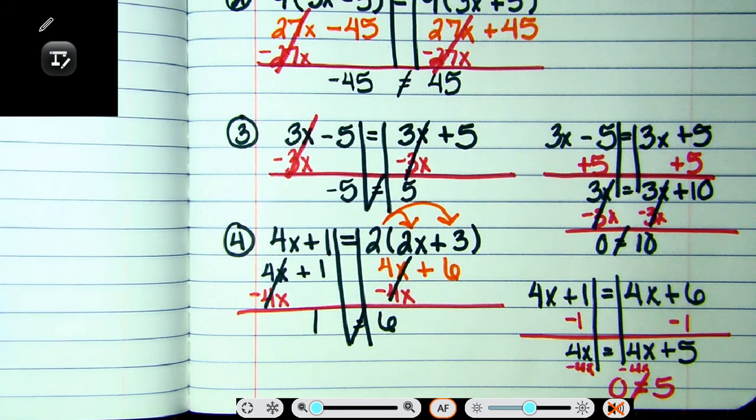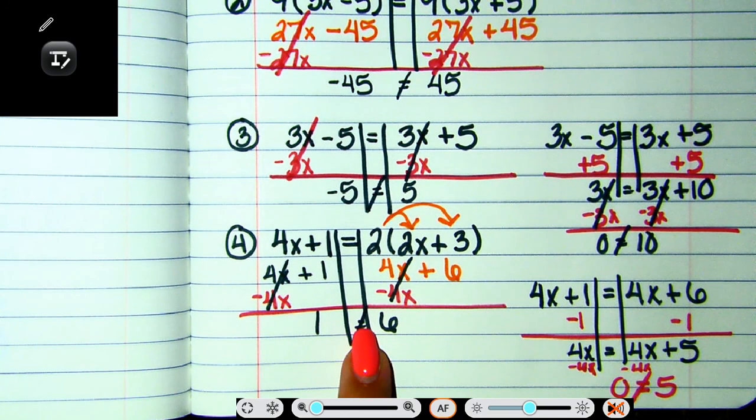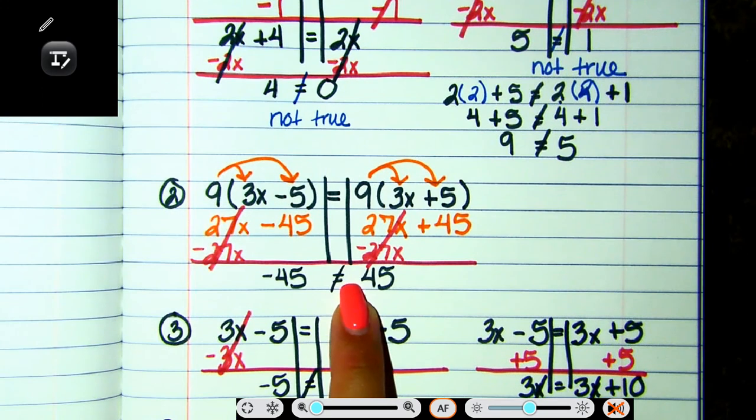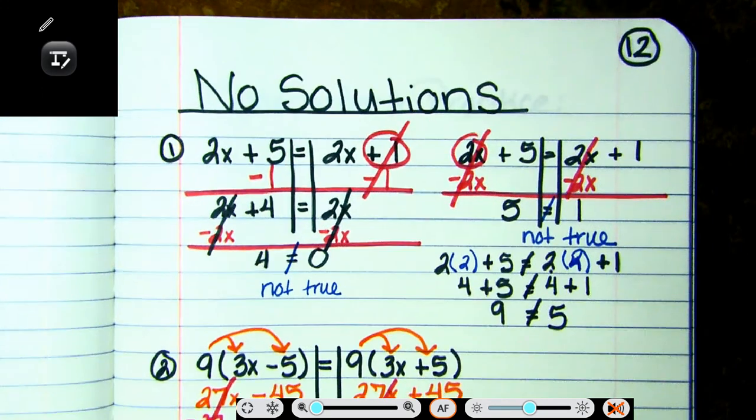So each time I solved, I noticed that what I got as my answer was not equal to each other, which meant the equation was not true, which meant it was a no solution.